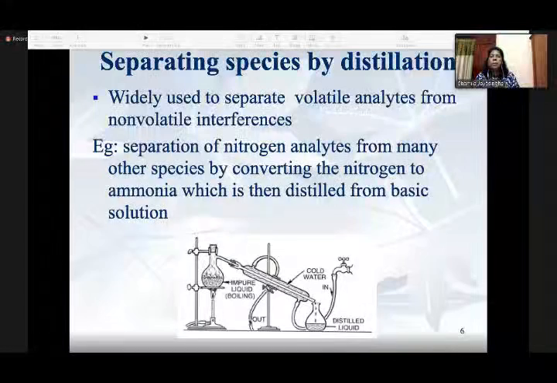So therefore, sometimes we have to do the separating species by distillation, especially for volatile analytes. Distillation we do. In other cases, we do distillation. Let me know, you have done distillation now. You know about that. What is the other distillation method we have used? Separating species. Give me an example. You have done it for the practical.